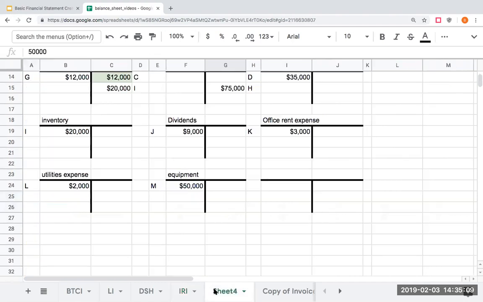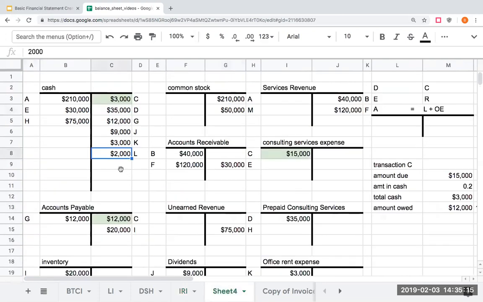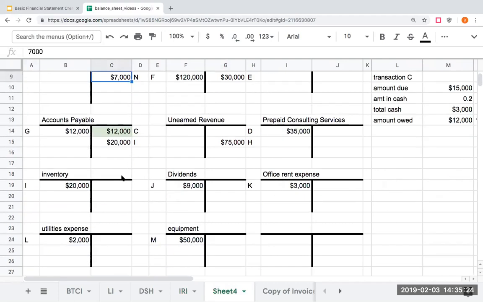When I'm loaning money to somebody, right, so my cash here is going down. My cash here is decreasing by 7,000, right, because I'm loaning money or I'm giving money to somebody. And then here what I'm going to be debiting is going to be loan receivable. And this here will be for $7,000, and this will be transaction N.